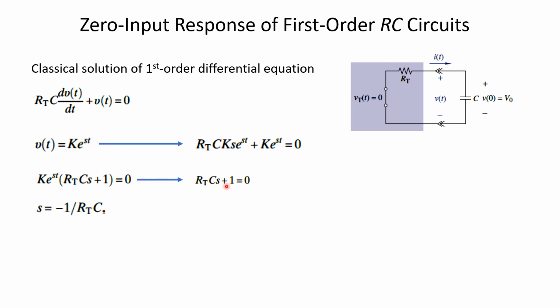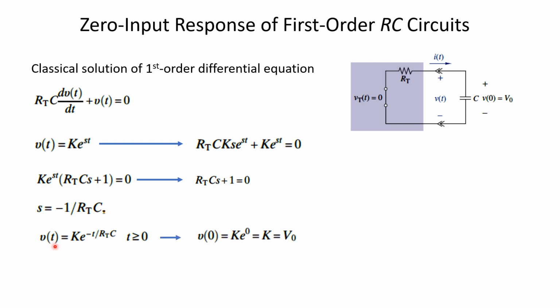So s can be found using the substitution. You have seen s is equal to minus 1 over RC. Now we substitute s in this, and we get K e^(-t/RC). Now in here only K is left to be determined. How to determine this K? We use the knowledge of initial conditions, which means we find the voltage at t equal to 0. This is the initial condition.